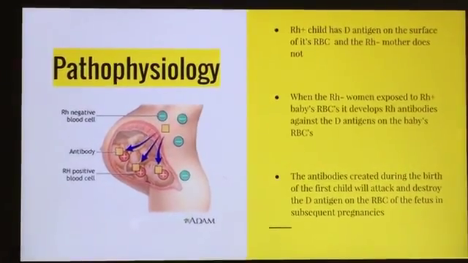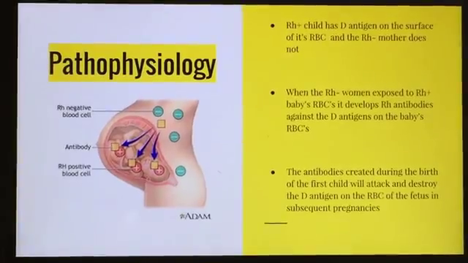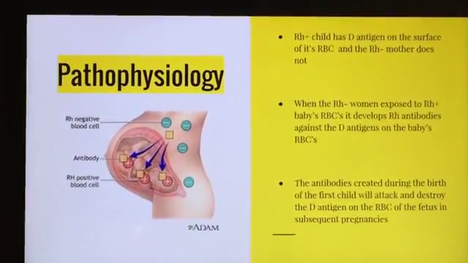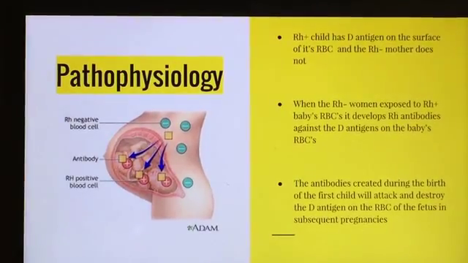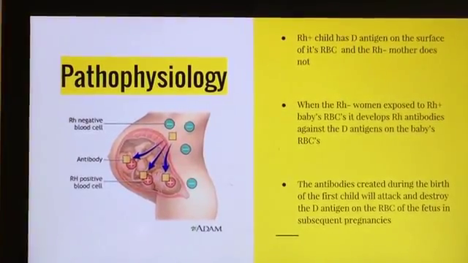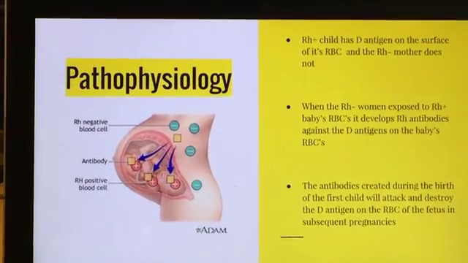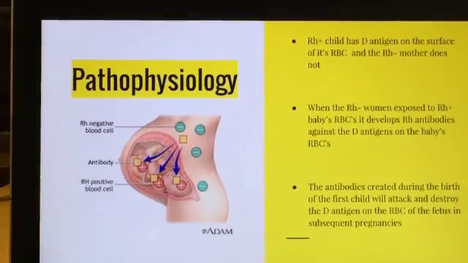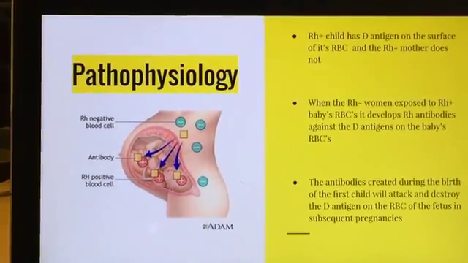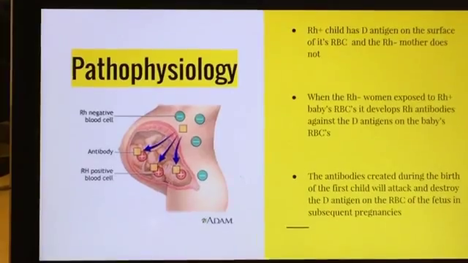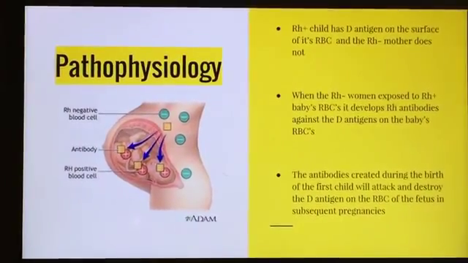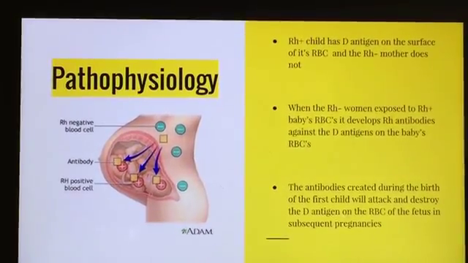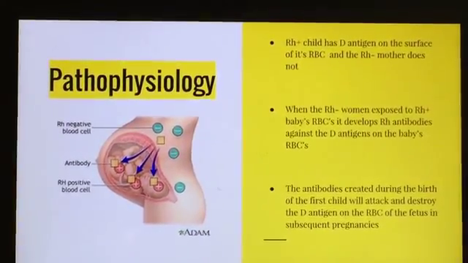So, RH incompatibility happens when an RH positive child has a D antigen on the surface of its red blood cells and the RH negative mother does not. When the RH negative mother is exposed to the antigen, either through various tests or usually through pregnancy, the RH negative mother develops antibodies against the D antigen on the baby's red blood cell. And these antibodies will in turn attack the child's red blood cells, but this typically doesn't happen in the first pregnancy, it happens in subsequent ones.